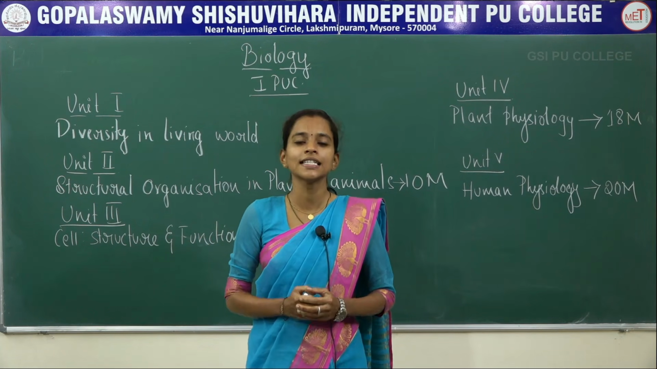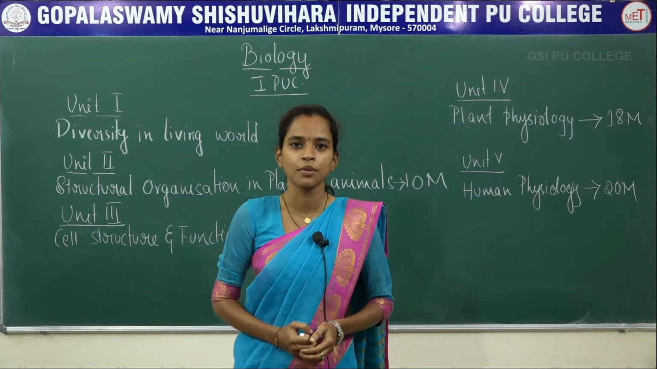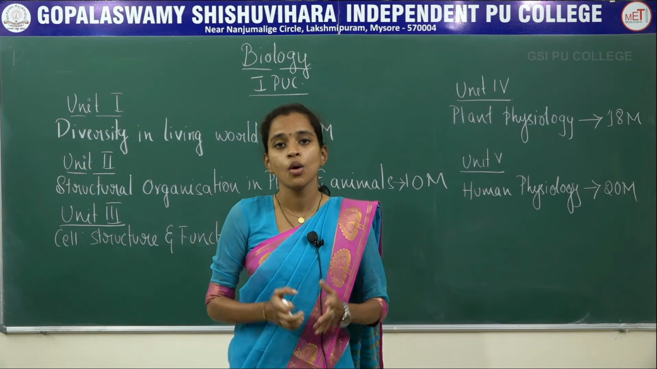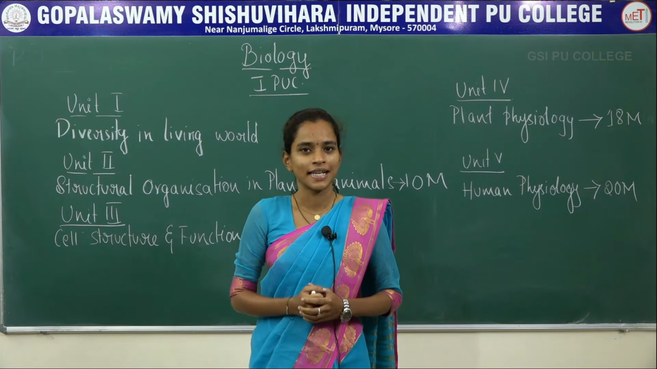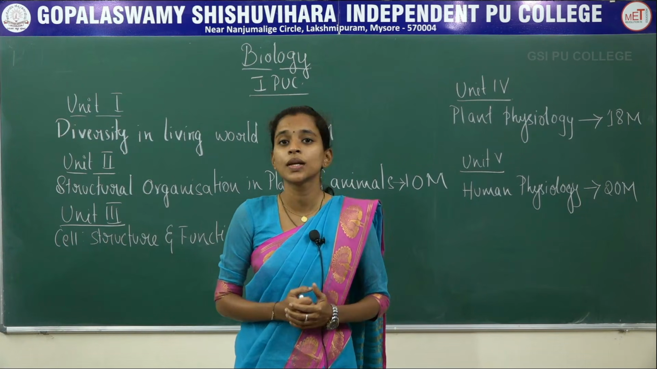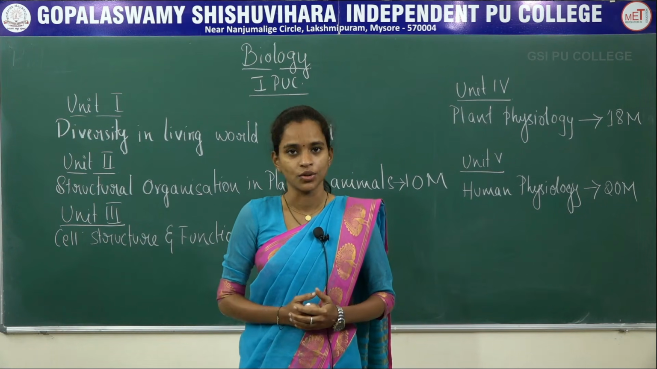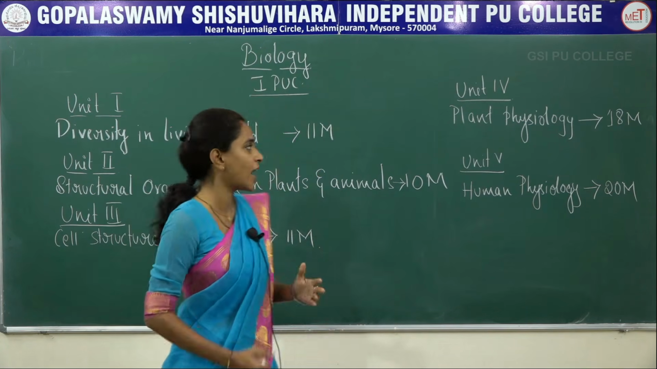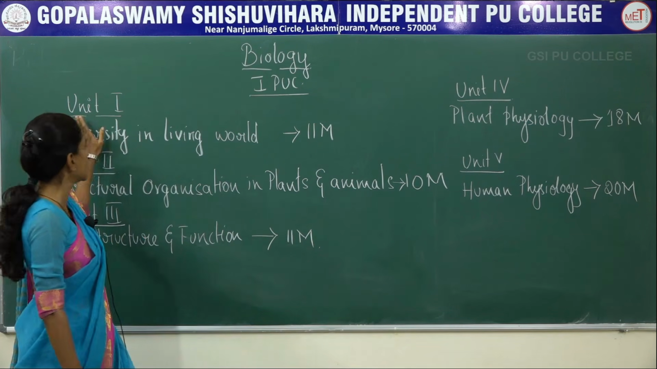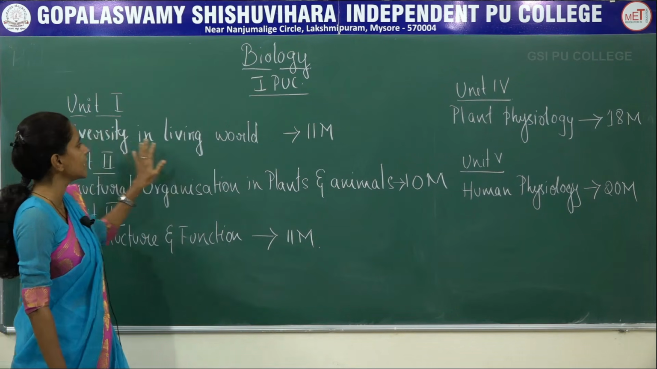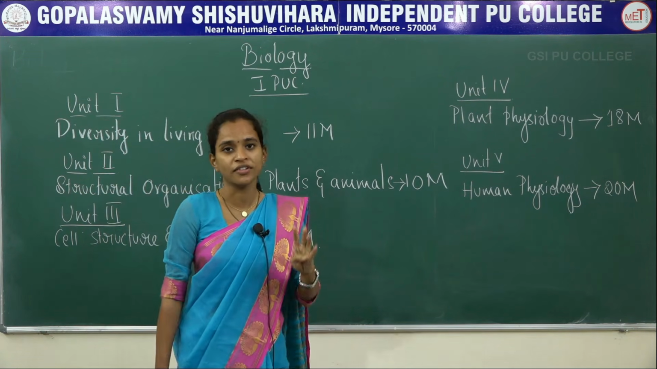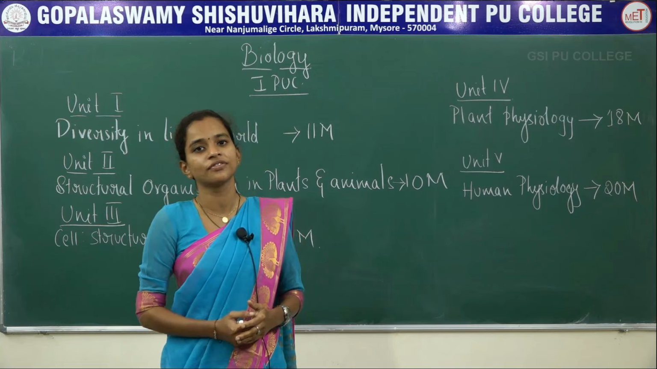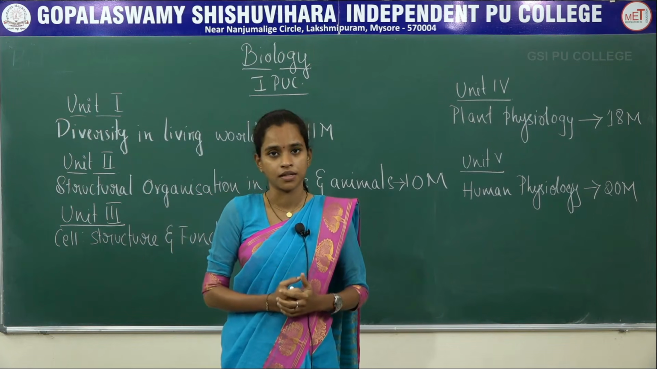That means in this class we will be discussing the syllabus of Biology, what you will be studying for first year PUC. When it comes to the syllabus, the chapters will come under 5 different units. The first unit will be Unit 1, that is Diversity in Living World. This unit includes 4 different chapters and the weightage of this particular unit is 11 marks.